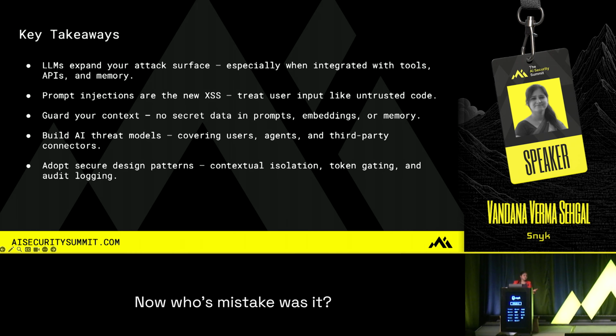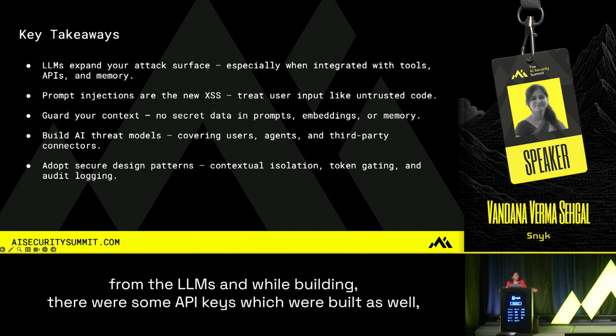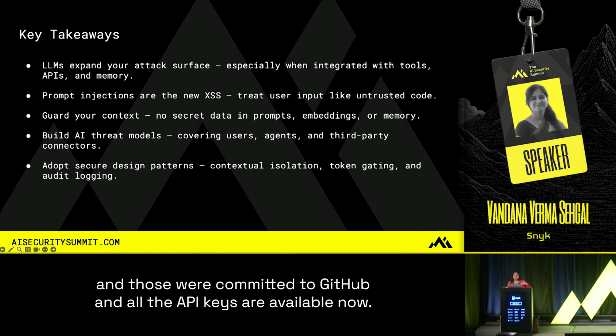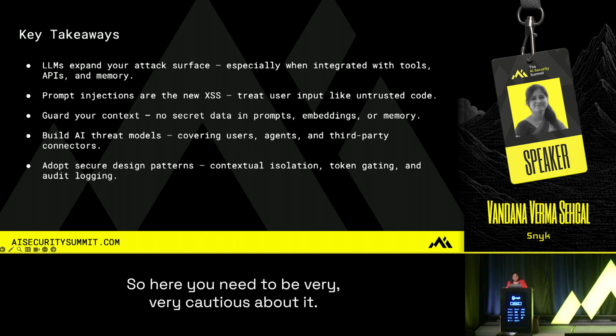Now, whose mistake was it? We can't blame anyone. Some nice developer was trying to get some information from the LLMs, and while building, there were some API keys which were built in as well, and those were committed to GitHub. And all the API keys are available now. Now here, I'm not hallucinating. All this information, I have the screenshots as well, which are blurred out. So here, you need to be very, very cautious about it.